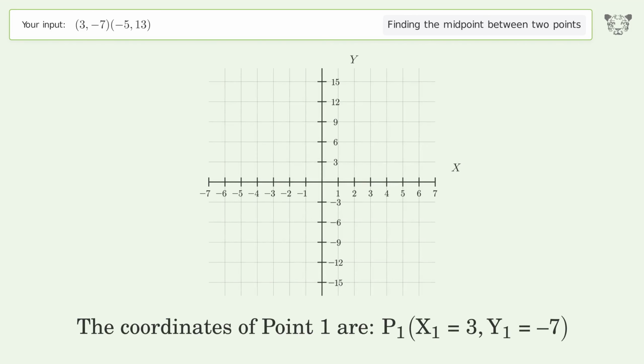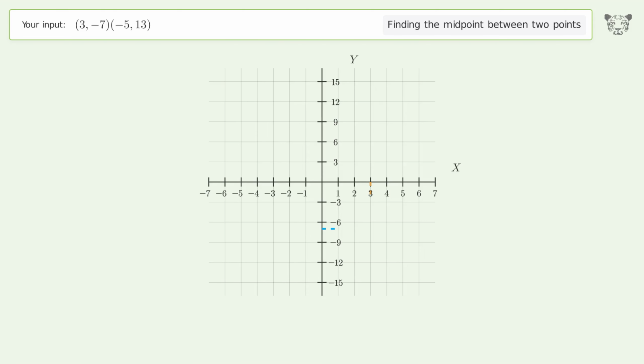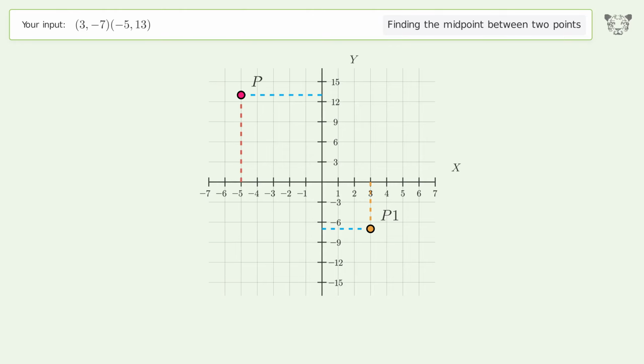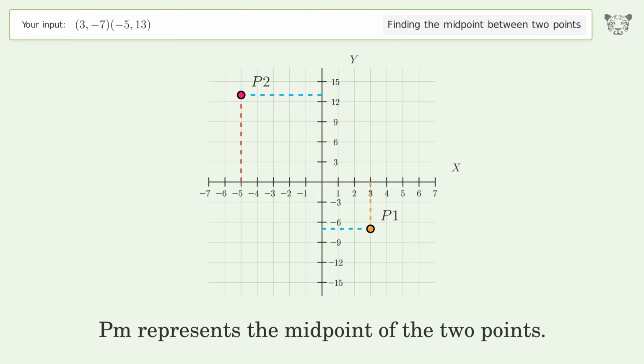The coordinates of point 1 are x1 equals 3, y1 equals -7. The coordinates of point 2 are x2 equals -5, y2 equals 13. PM represents the midpoint of the 2 points.